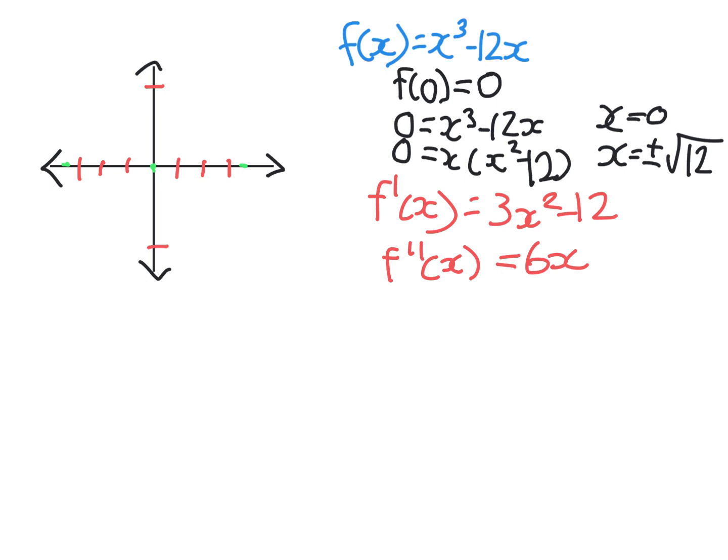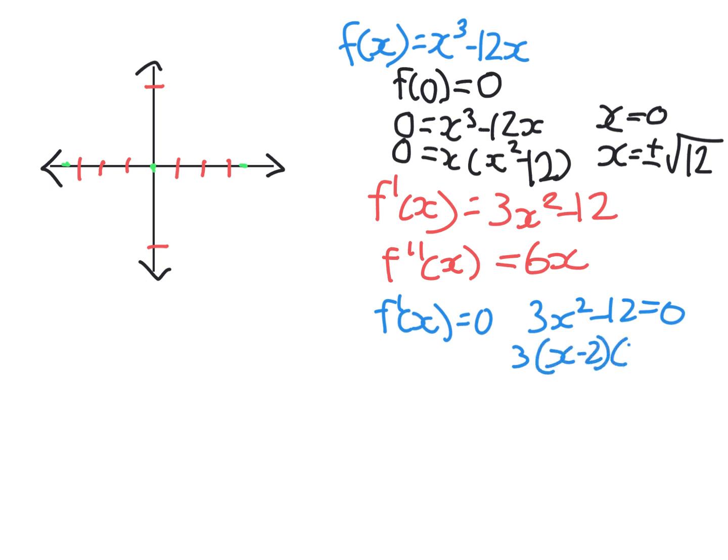Well, it's really all about when they're equal to 0. So let's find where the first derivative equals 0. So if the first derivative is equal to 0, that means 3x squared minus 12 is equal to 0. So you get 3(x minus 2)(x plus 2). So I just factorized it twice there, which I'm sure you know how to do. So we get x here equals plus or minus 2.